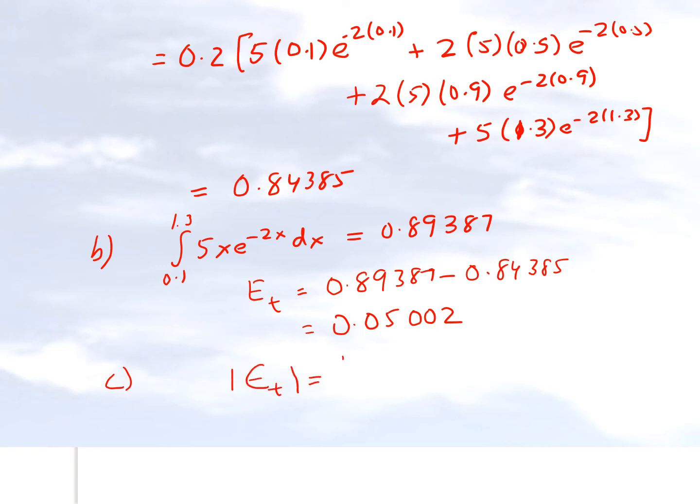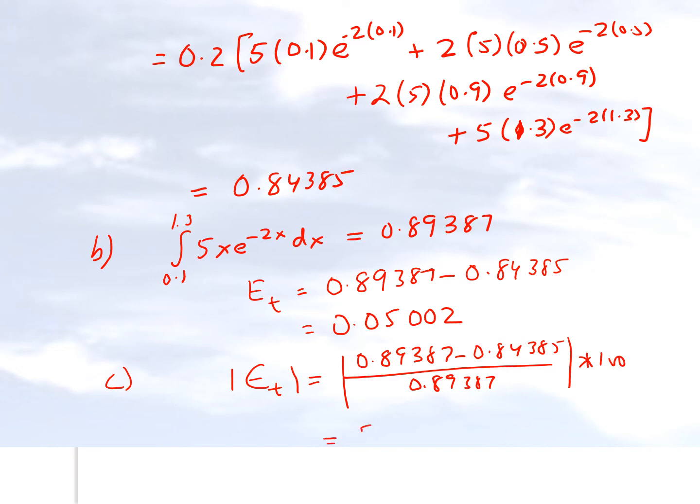It's also asking you to calculate the absolute relative true error. That is nothing but the exact value minus the approximate value, divided by the exact value, times 100 if you're calculating in terms of percentages, and this turns out to be 5.59%. This gives an indication that using the 3-segment trapezoidal rule gave us a reasonable estimate of the integral. And of course, if we increase the number of segments, we expect to get even better results. And that is the end of this segment.